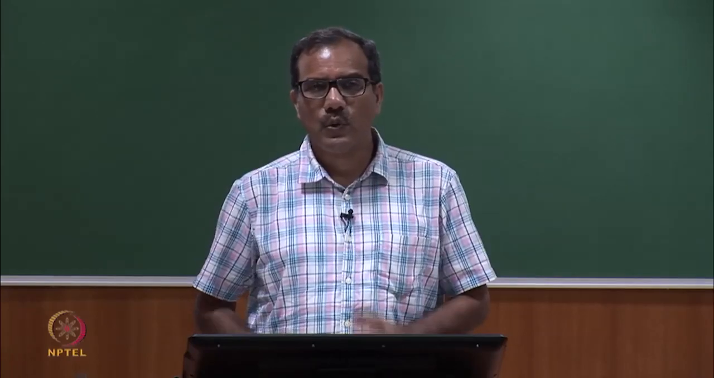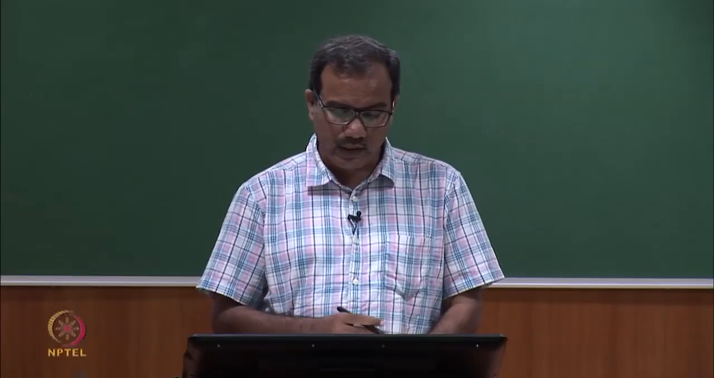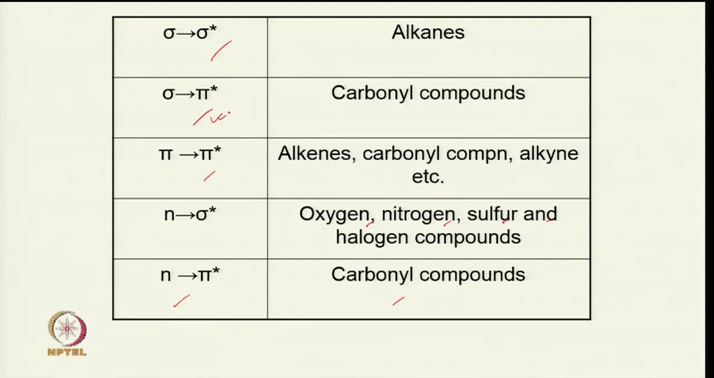If you look at the compounds, the transition that happens in alkanes is the sigma to sigma star transition. A common transition in carbonyl compounds is sigma to pi star, and pi to pi star happens in alkenes, carbonyl compounds, alkynes, etc. N to sigma star generally takes place in compounds containing oxygen, nitrogen, sulfur, and halogens. And the n to pi star transition takes place in carbonyl compounds. So in carbonyl compounds, there are three different kinds of transitions which can happen: sigma to pi star, pi to pi star, and n to pi star. Whereas alkenes and alkynes have the pi to pi star transition.